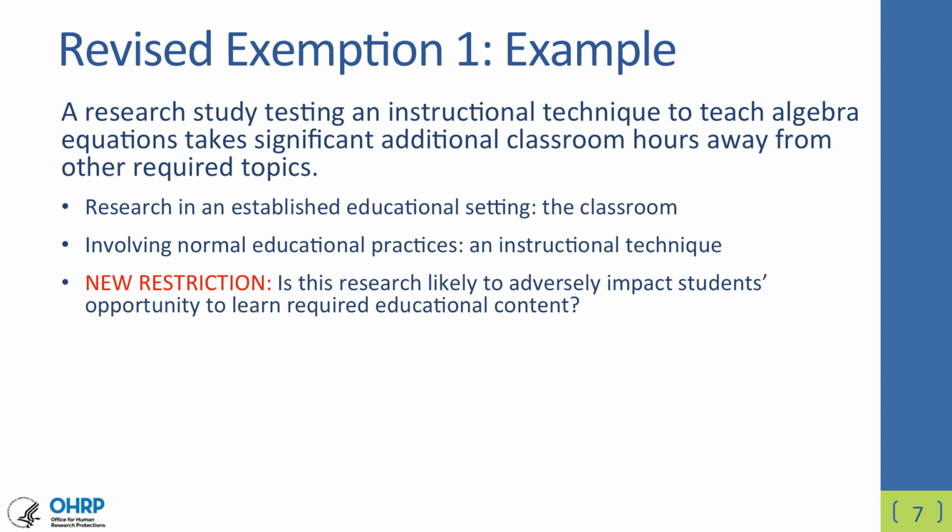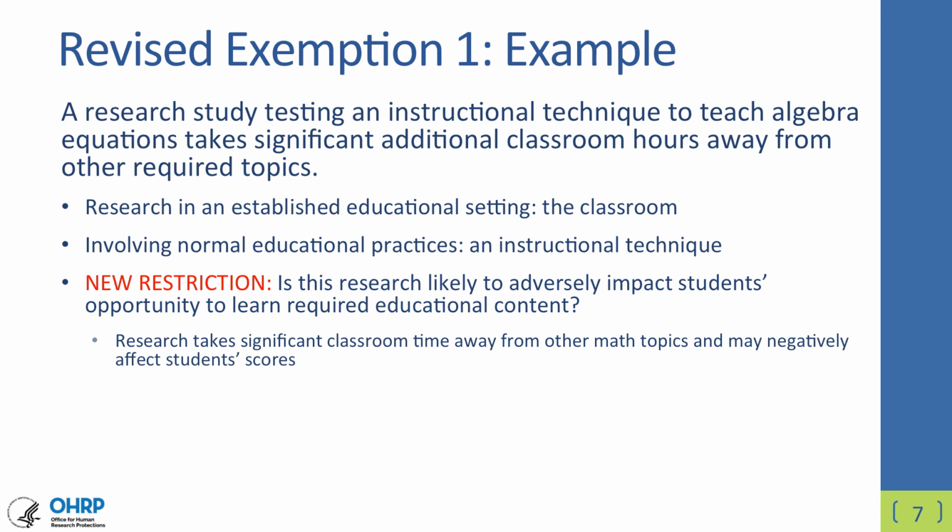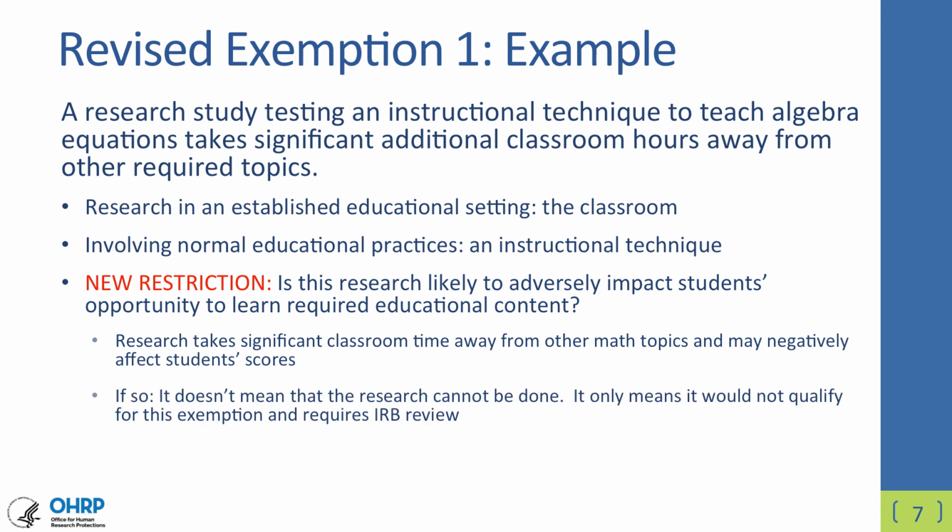However, we need to consider whether this research will adversely impact the student's opportunity to learn other required educational content. We are told that the research takes significant classroom time away from other topics. This may negatively affect students' scores in their exams. If such is the case, this doesn't mean that the research cannot be done. It only means that it will not qualify for this exemption, and it may require IRB review, assuming that no other exemptions apply. Regarding Exemption 2, there have been two changes to it.